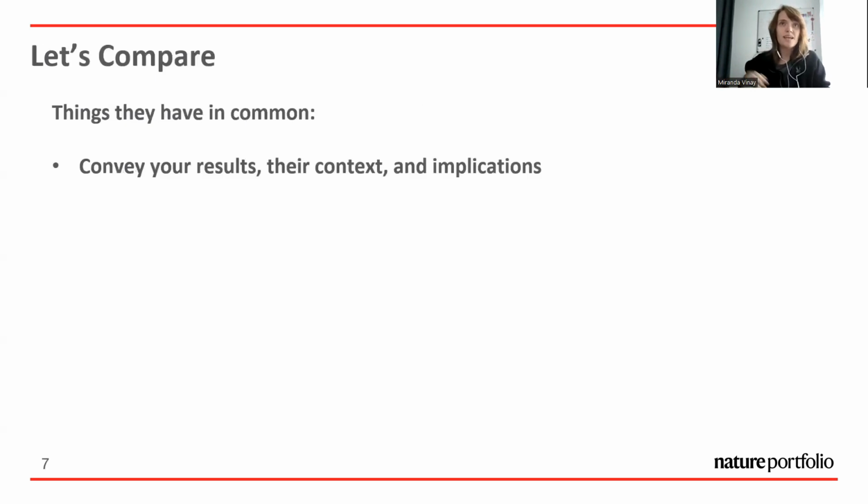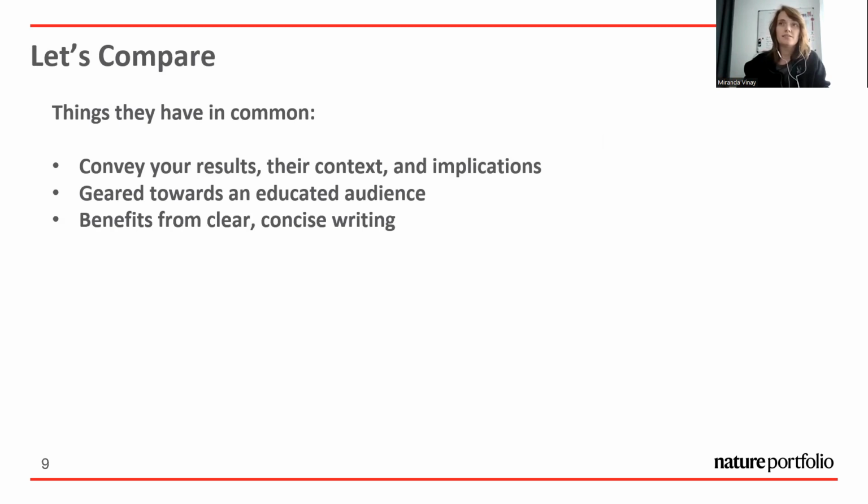So let's compare them really quick. Some things that they have in common is they both can convey your results, their context, and their implications, and they're almost always geared towards an educated audience. What this means is that whenever we talk about science in these contexts, we're not really teaching children. We're usually communicating with people who more or less have at least a bachelor's degree; they are our target audience for this type of content. The third thing that they have in common is that they both benefit from clear and concise writing: trying to be as clear and direct as possible, and using as few words as possible to get the point across.